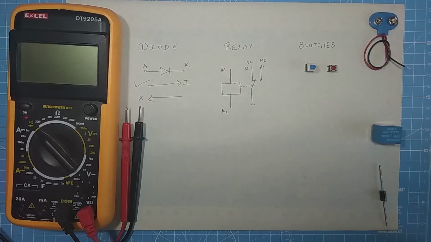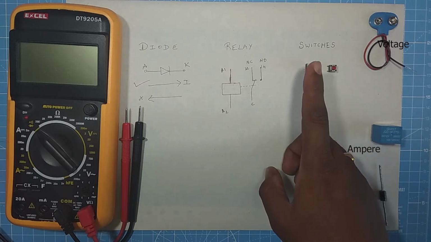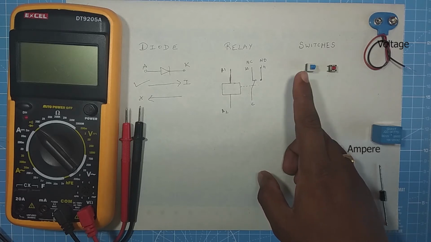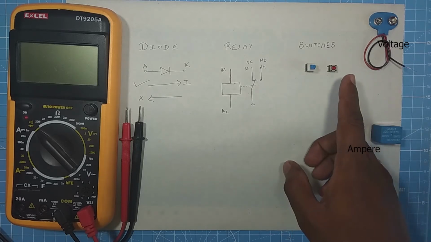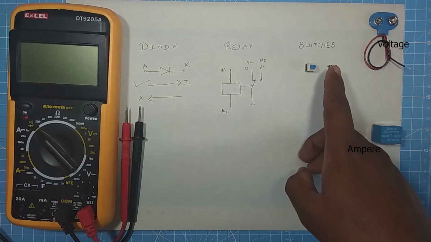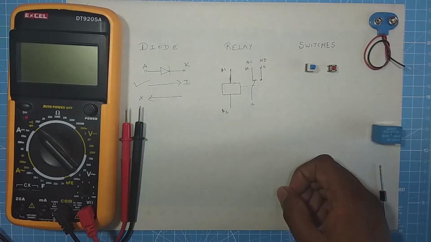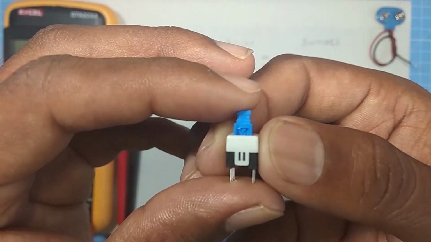The next components that we'll be testing under continuity test are a DPDT switch, which means a double pole double throw switch. It is a latching switch. It holds onto its state when being pressed, and when being pressed the second time it gets released and comes back to its original state. The next component is a push button. As long as it is pressed, it maintains its state, and when being released it comes back to its original state.